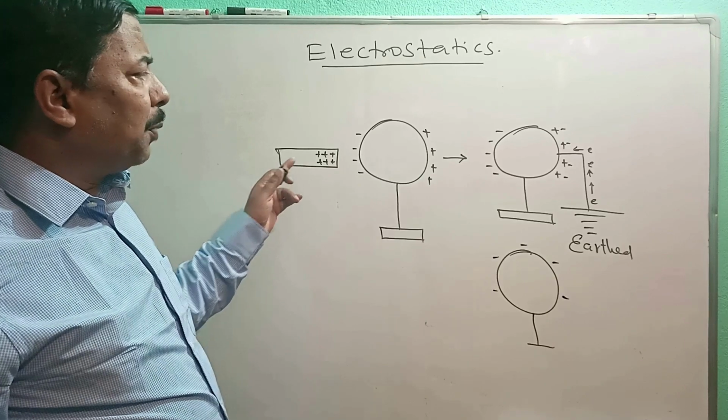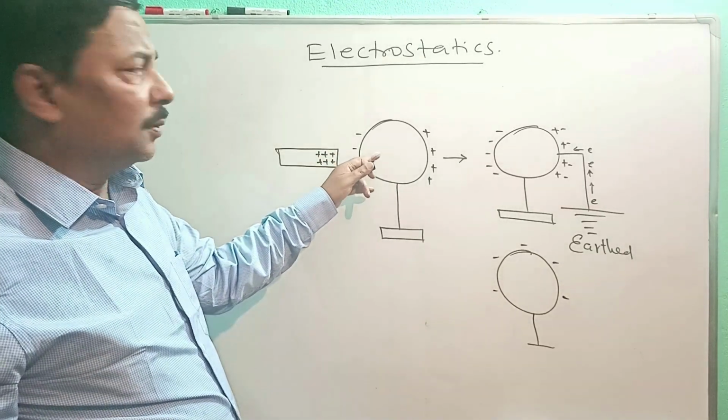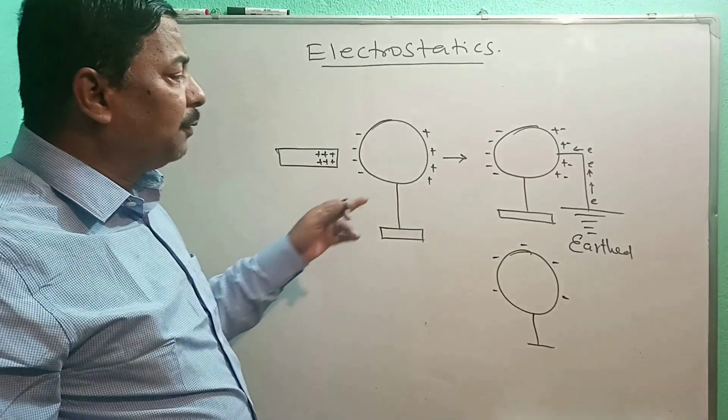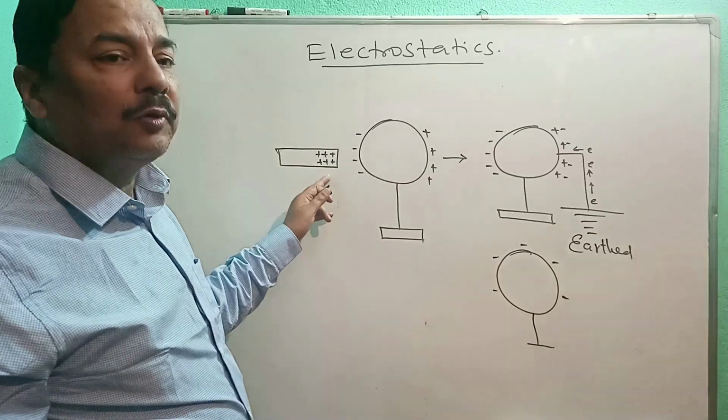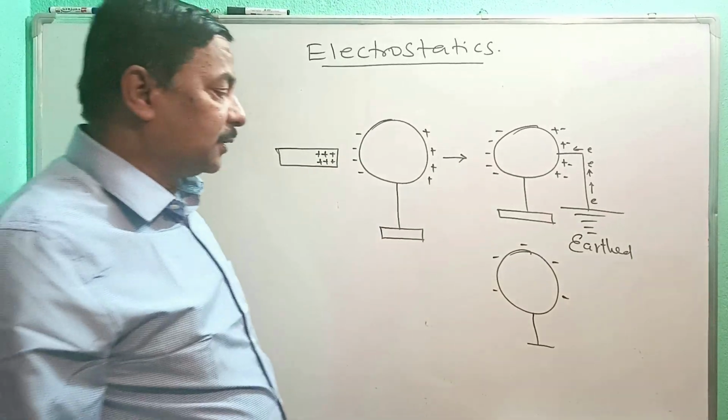So whenever a positively charged body is brought near the uncharged body, negative charge develops on it. And if we want to develop positive charge here, we will have to bring a negatively charged body. So this is charging by induction.